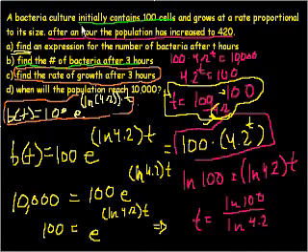and you could replace these words. You could say, instead of bacteria culture, a bank account initially contains $100 and grows at a rate proportional to its size, which would mean compound interest. And then you could say, after an hour, the amount has increased to whatever, $4.20. And then find the expression for the amount. So essentially, you'd be trying to figure out the compound interest rate and all of that.